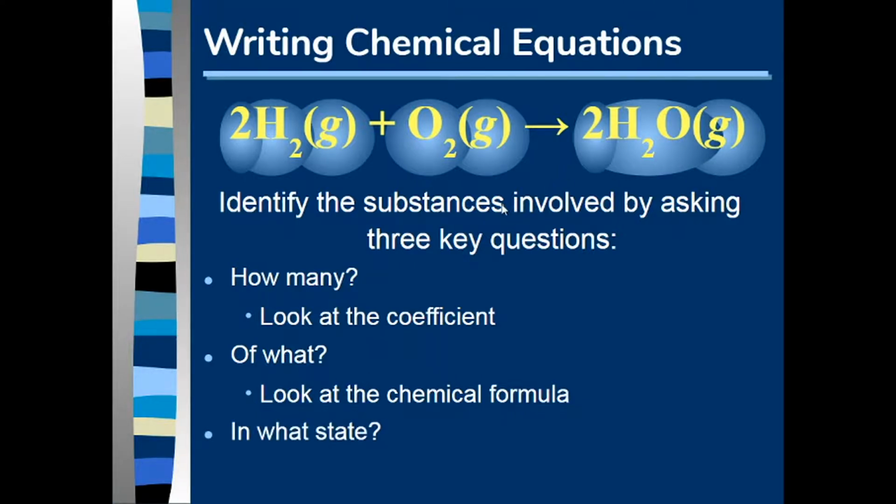And then finally, our states of matter. So you want to make sure if you have a good balanced chemical equation, it tells you all 3 of those key pieces of information. How many, of what, and in what state.